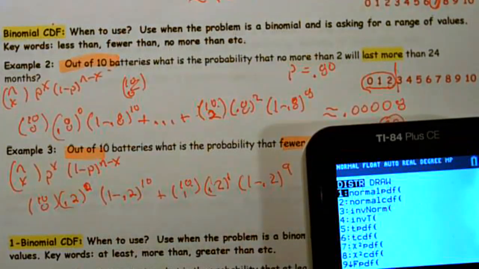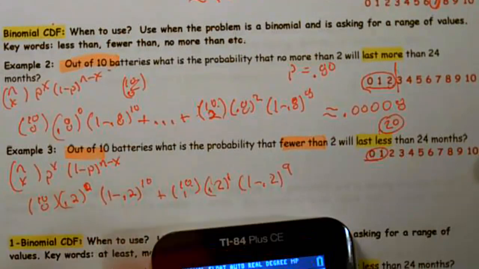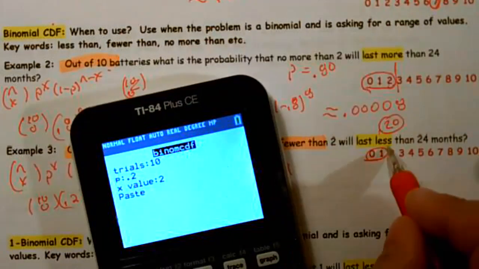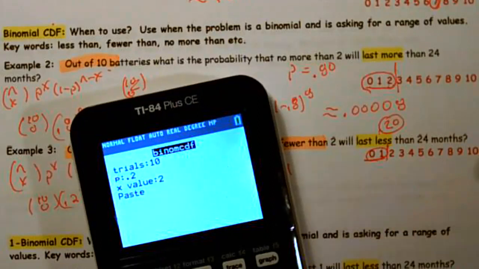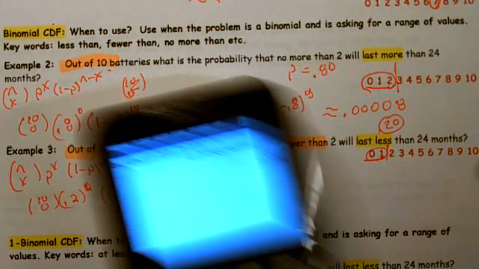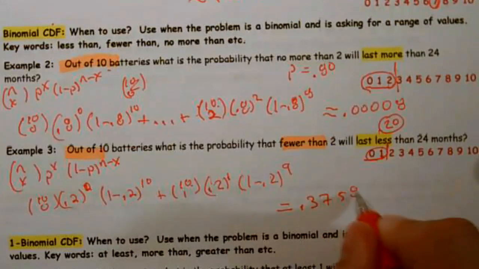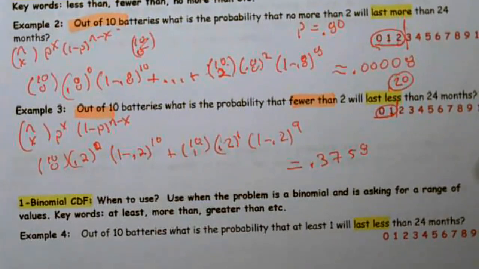Second vars, binomial CDF. Trials is 10. Our p-value has now changed to 0.2 because we have the less than 24 months, which is 20%. And our x value, we always take the highest value below the line. So the highest value below that is 1. And there's about a 0.3758, or about a 38% chance that fewer than 2 will last less than 24 months, right?